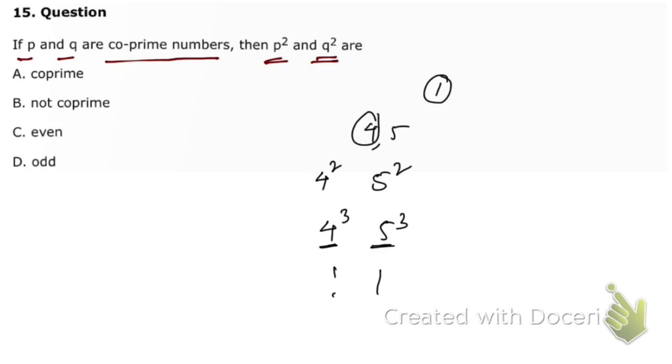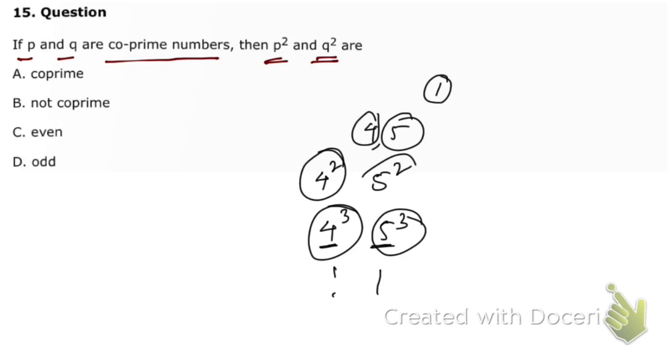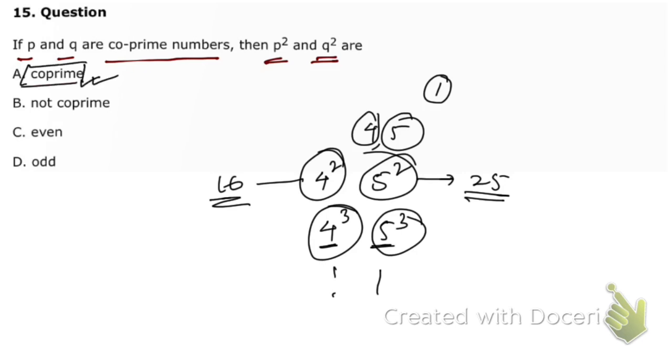If these two are co-prime, then these two must also be co-prime, okay? So if you want to check, you can check. Just take its square, and its square is 25. If you see, these two also have only one common factor, that is 1, okay? So that's why they are also co-prime. A is the correct option.